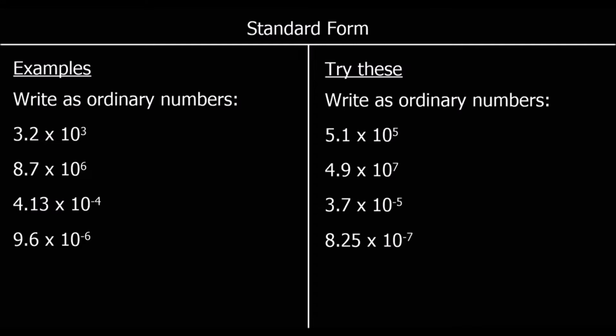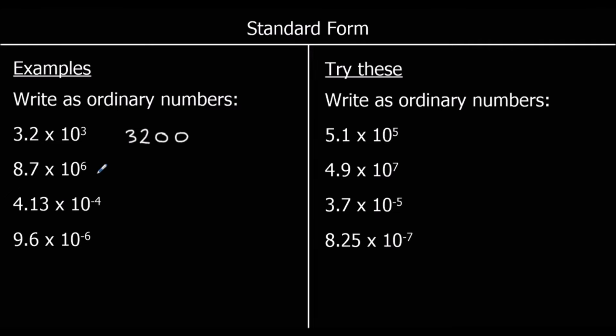Okay, this time we're going to do it the other way round. So we're going to convert numbers in standard form back to ordinary numbers. So the first one, I've got 3.2 times 10 to the power of 3. So 3.2 times 10 times 10 times 10. 3.2 times 10 is 32, times 10 again, 320, and a third time, 3,200. Times 10 to the power of 3 is always thousands.